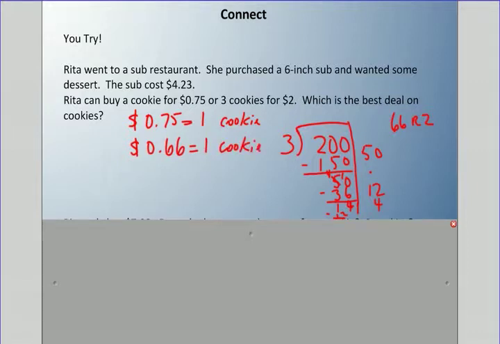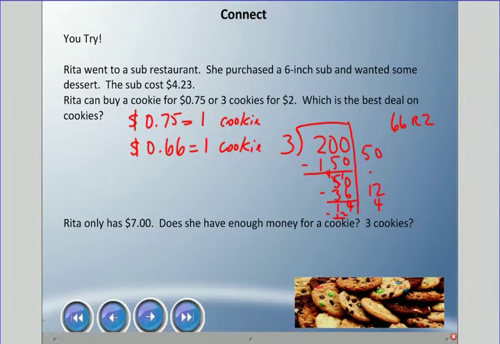So it looks like the better deal is 3 cookies for $2, although you have to eat 3 cookies in order to get it. So it depends how many cookies you want, really. Now, she's only got $7. Does she have enough money for one cookie? Does she have enough money for 3 cookies? So again, pause it. Come back when you're ready.